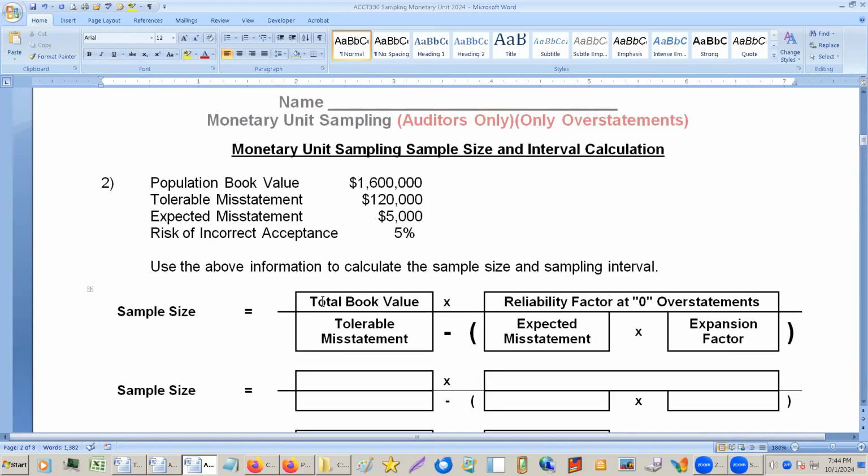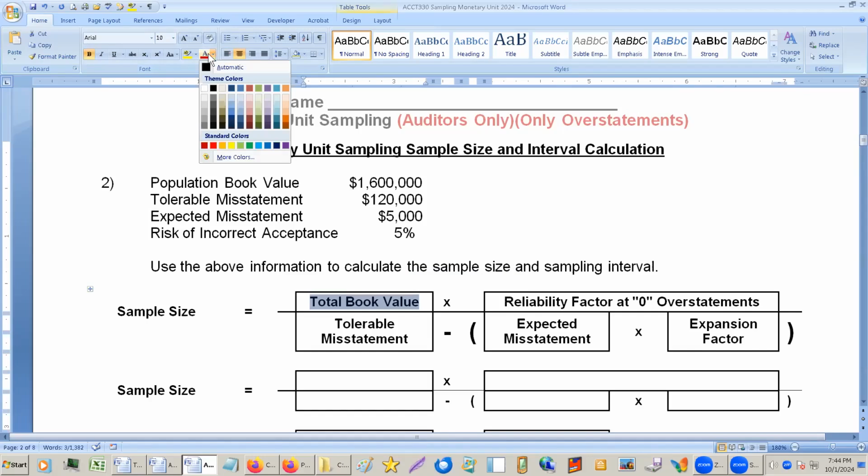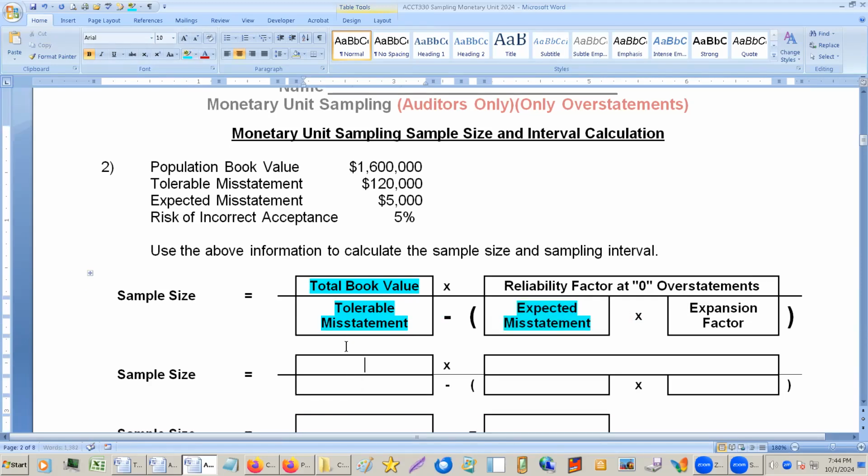So let's look and see up here which ones we can actually get. Total population book value, we can get this one up here. We got the tolerable misstatement. And we got the expected misstatement, and then we'll figure out these other ones in a second. Okay, so total book value, coming down here to find the sample size. Total book value is 1,600,000.